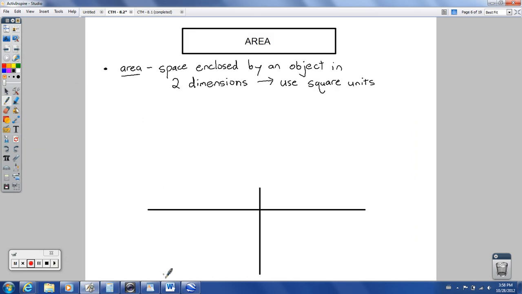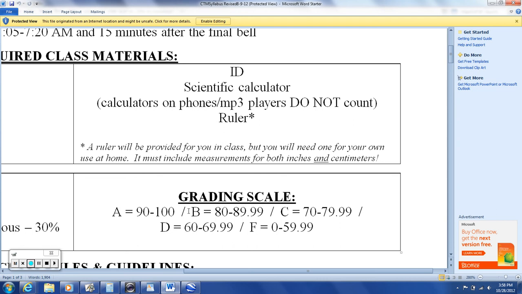But for this, I want to remind you of something. In your syllabus, this is a zoomed in section of your syllabus for the required class materials. You're supposed to have this.